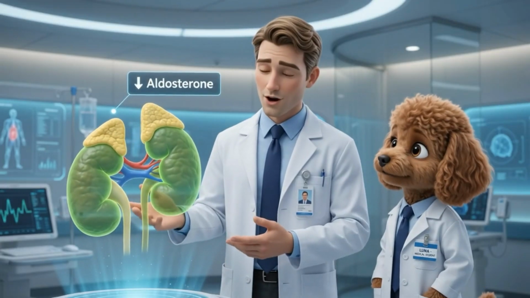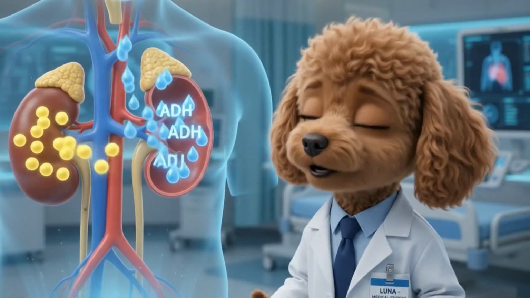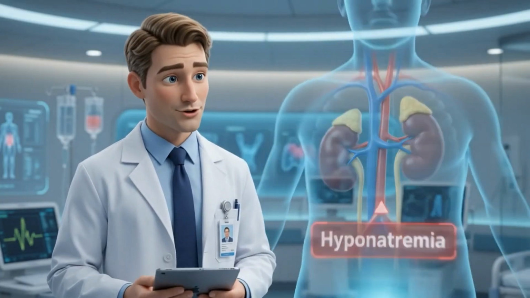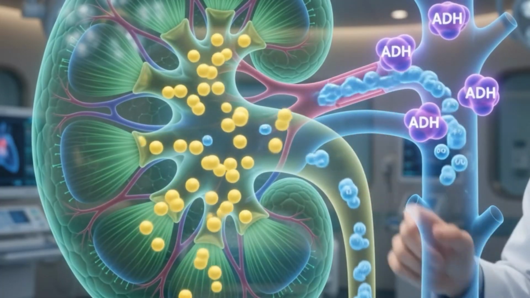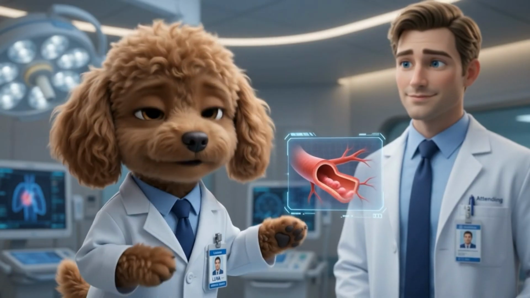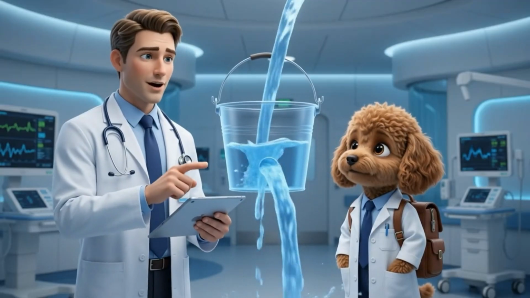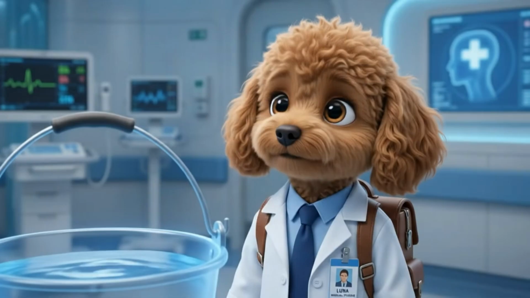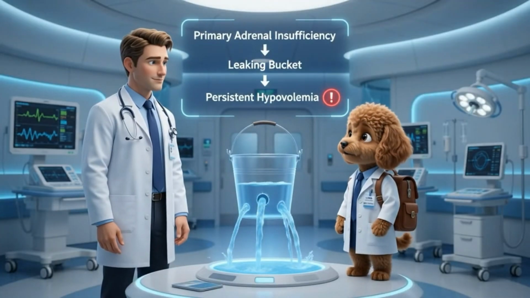Loss of aldosterone causes sodium and water loss. The low blood volume then stimulates ADH. So sodium keeps falling while water is retained. That's why primary adrenal insufficiency causes hyponatremia. ADH tries to replace the lost water. But without aldosterone, sodium and water keep being lost. So ADH can't fully restore the blood volume. Think of it like a leaking bucket. ADH adds water, but without aldosterone, sodium and water keep leaking out, so the bucket never fills.